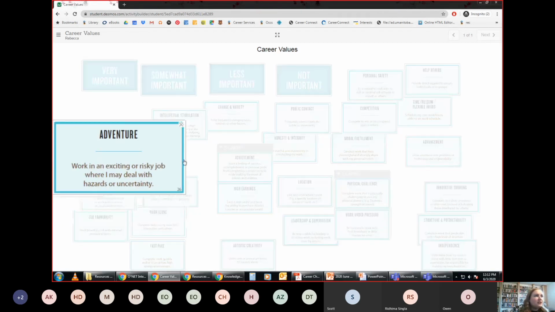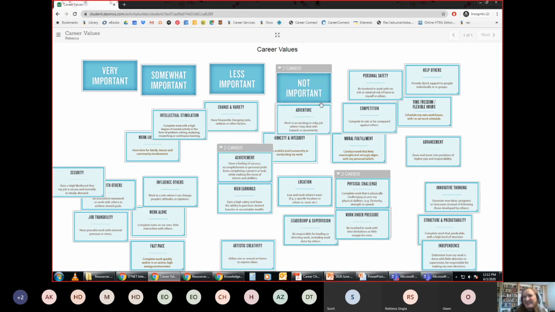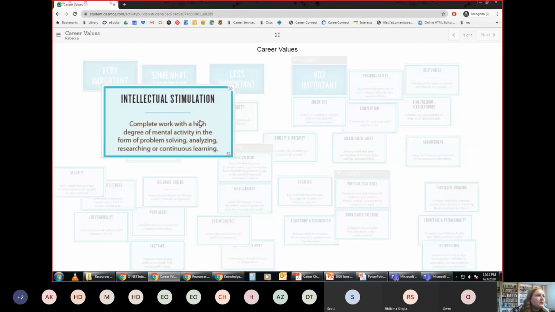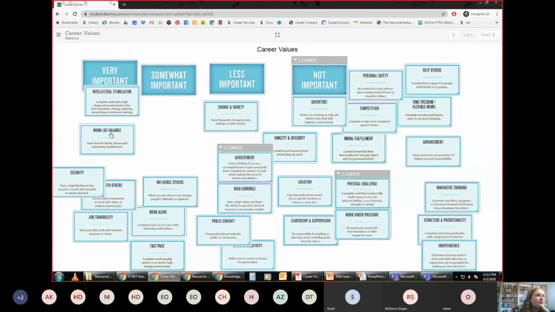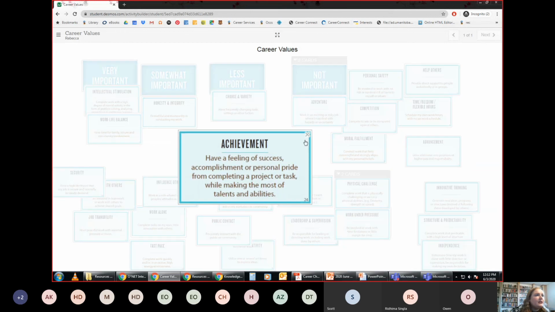So for example, I've got adventure up on the screen. That's a career value. And I want to think about, okay, how important is it for me to have a job that's exciting or risky, where I deal with hazards and uncertainty? And for me, I do not want that. So I'm going to put it in not important. And then I can play through all of these and think about, okay, intellectual stimulation, that's super important to me. Then I might put that in a very important column. And just go through and think about how these might fit in for you.